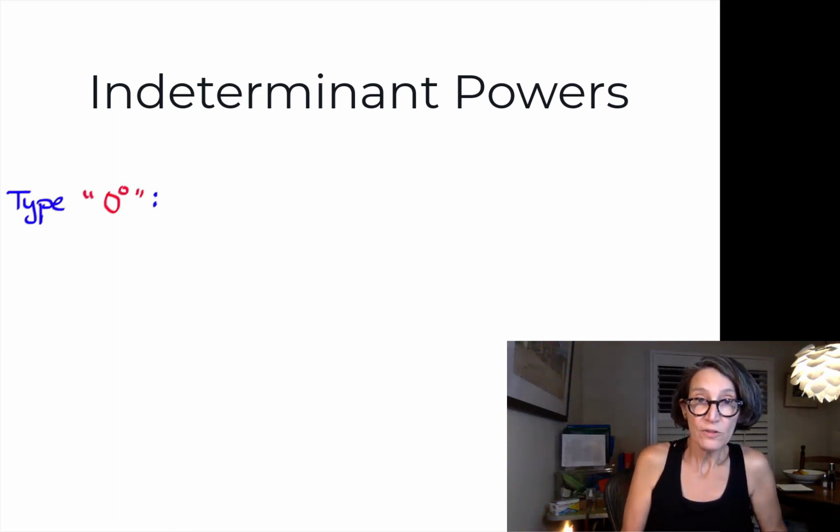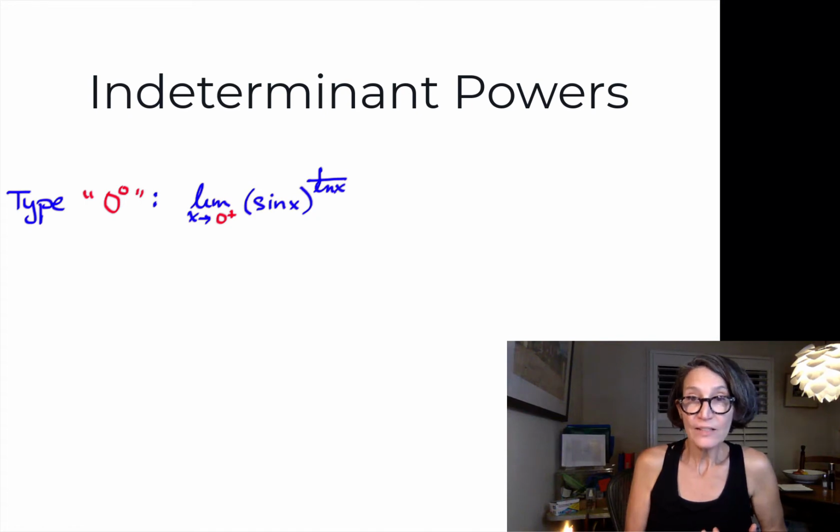So the first type is called type 0 to the 0, and it's when you're taking the limit of a function raised to another function. So for example, the limit as x approaches 0 from the right of sine of x raised to the 1 over the natural log of x. So the base is a function of x, sine of x, and as x approaches 0, the sine of x is approaching 0. But also the exponent is a function of x. The exponent is 1 over the natural log of x.